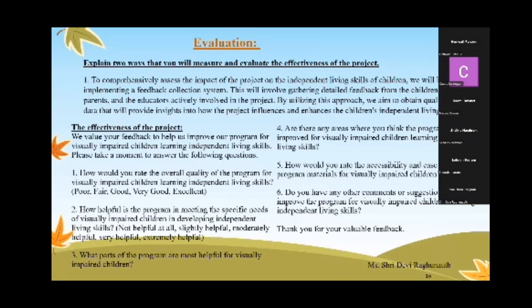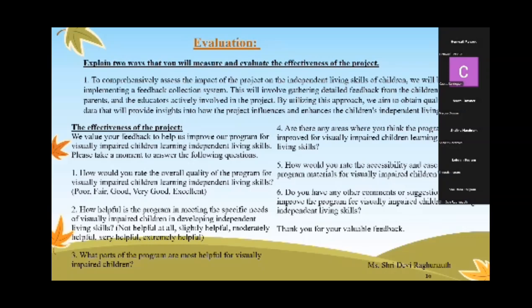Evaluation. Explain 2 ways that you will measure and evaluate the effectiveness of the project. 1, to comprehensively assess the impact of the project on the independent living skills of children, we will be implementing a feedback collection system. This will involve gathering detailed feedback from the children, their parents, and the educators actively involved to obtain qualitative data that will provide insight into how the project influences and enhances the children's independent living skills.